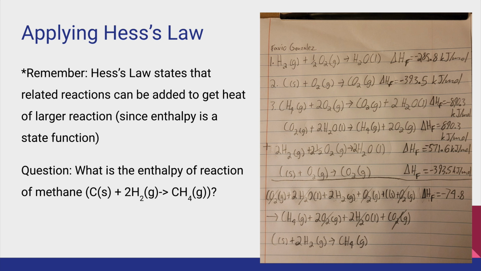And then for our third equation, we can just leave it as is because we didn't change anything about it. So that's negative 393.5 kilojoules per mole. Then we go ahead and add all these up, like we did with each chemical equation. When we add up those enthalpies of formation, we get negative 74.8 kilojoules per mole, and that's the enthalpy of reaction of methane.